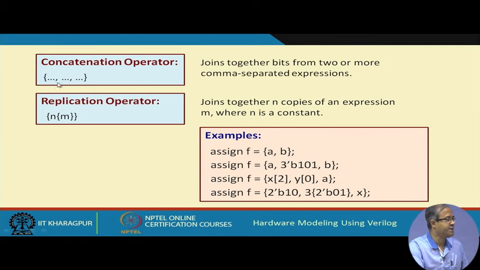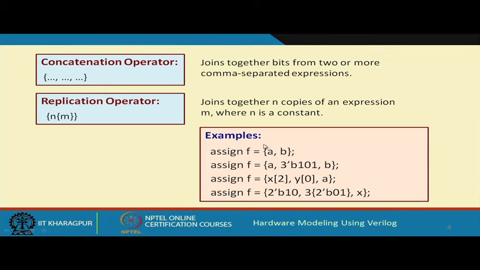And you have something called the concatenation operation. I am showing an example: within curly brackets I can specify 2 or more items separated by commas, like a comma b, a comma 3-bit 101 comma b. This will mean all these items will be concatenated together to form a single vector. Suppose a was a 4 bit vector, b was a 3 bit vector. If I write concatenate a comma b, it will become a 7 bit vector. A and b will be joined together.